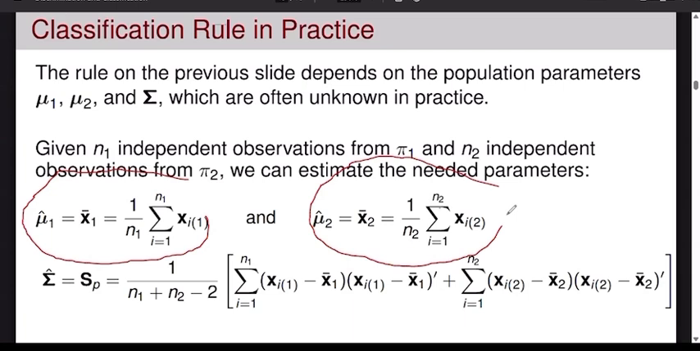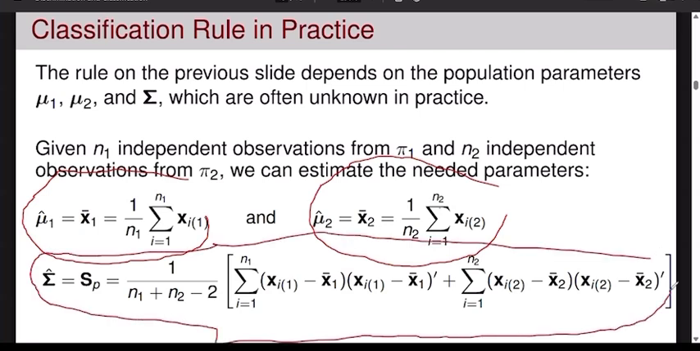Now let me tell you this. We want to have an assumption. The assumption is that even though the means are not the same, they have the same covariance structure. When the two groups have the same covariance structure, then we can use a combined covariance structure. So what you see here is a pooled covariance structure. We use a pooled covariance structure on the assumption of equality of covariance structure between the two groups.